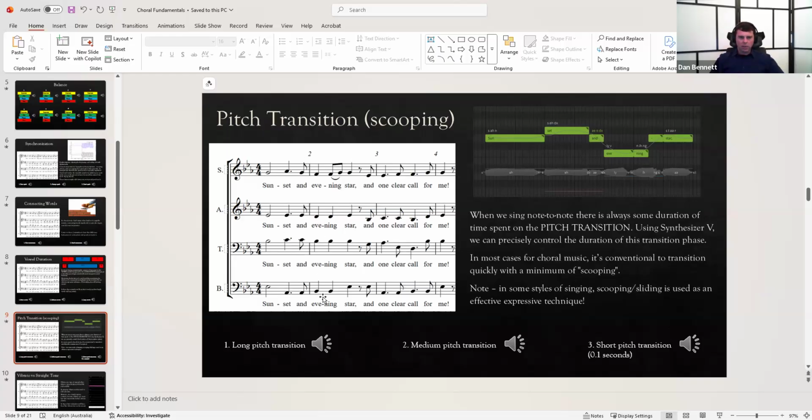So here's our song, Crossing the Bar, and we are going to hear a long pitch transition first. Here we go.